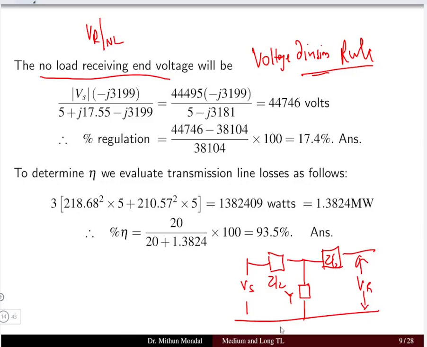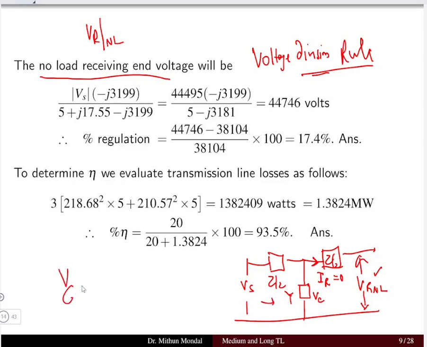The concept says that the no load receiving end voltage, here the concept is under no load condition. If it is no load condition, no current will be flowing this side. So the receiving end current will be zero. There will be no current flowing. So whatever the voltage will be across this capacitor, the same voltage will be across this load, that is at the ending terminal where there is no load. So we can apply the concept of the voltage division rule.